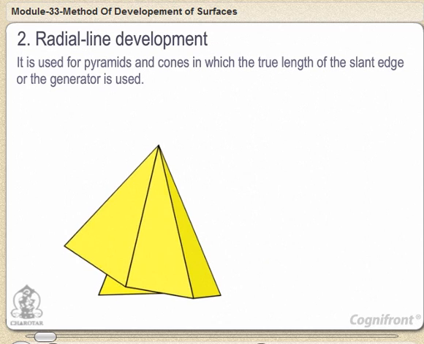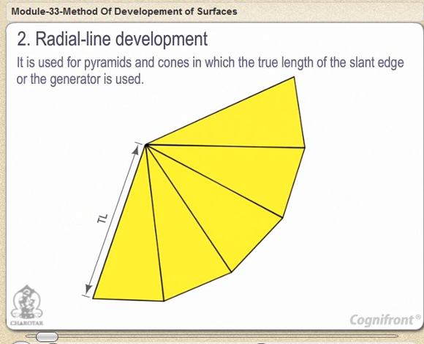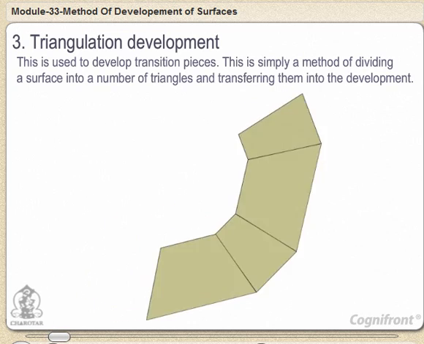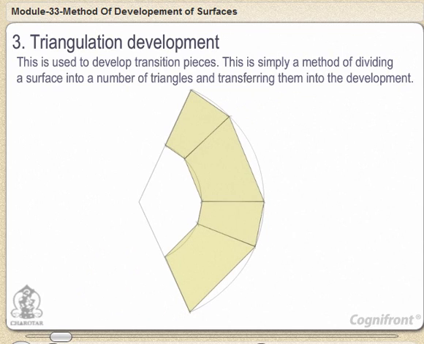2. Radial line development. It is used for pyramids and cones in which the true length of the slant edge or the generator is used as radius. 3. Triangulation development. This is used to develop transition pieces. This is simply a method of dividing a surface into a number of triangles and transferring them into the development.